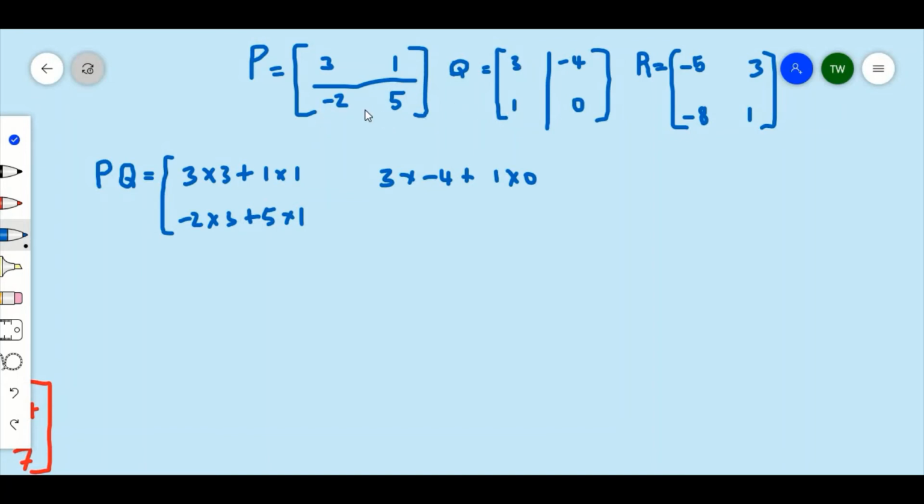Then we're going to use row 2 to multiply column 2. So now it's going to be negative 2 times negative 4, plus 5 times 0.